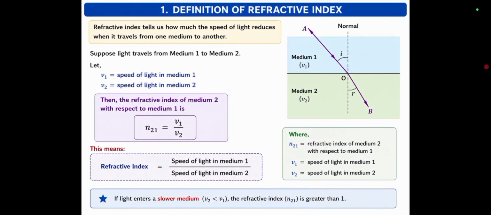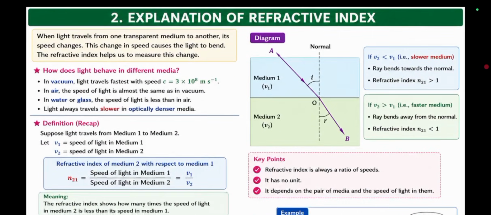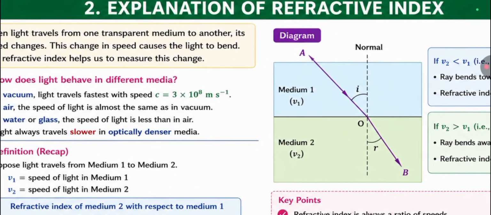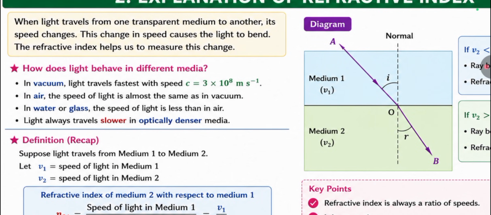Okay, now let us go to the explanation of refractive index. When light travels from one transparent medium to another, its speed changes. This change in speed causes the light to bend. The refractive index helps us to measure this change.